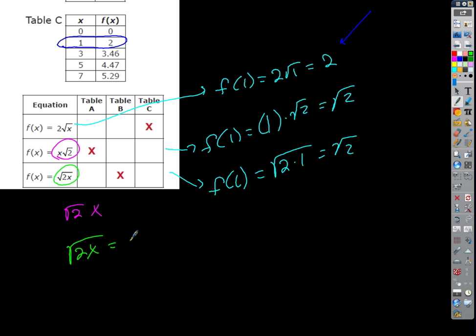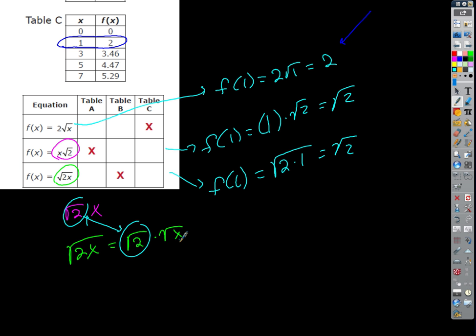So the square root of 2x is the same thing as saying the square root of 2 times the square root of x, right? So the purple function, we end up with the square root of 2 times x. The green function, we get the square root of 2 times the square root of x. In both cases, we're multiplying the square root of 2 times something. But what's going to be bigger, x or the square root of x? X is, isn't it? Right? So we know that this is going to be the bigger of the two.